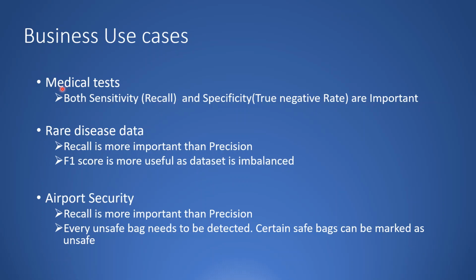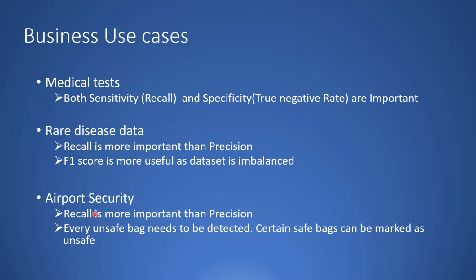With respect to rare disease data, it will be an imbalanced data set, because the prevalence of the disease is very rare. So here recall becomes more important because we don't want to miss a person with a rare disease. It is more important than precision.